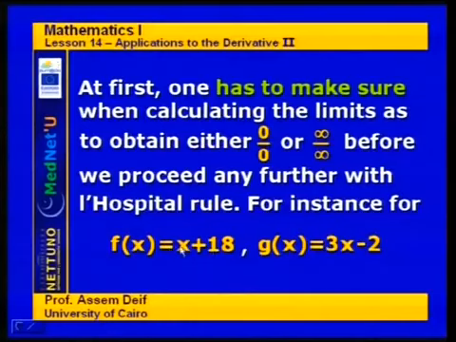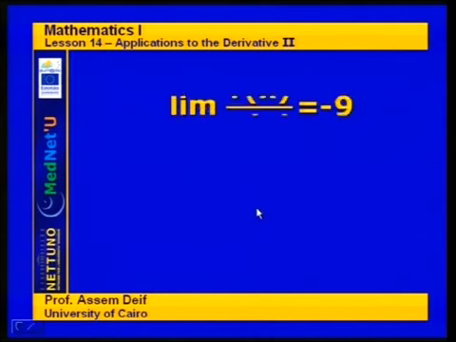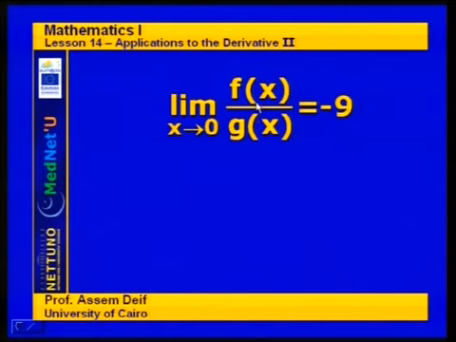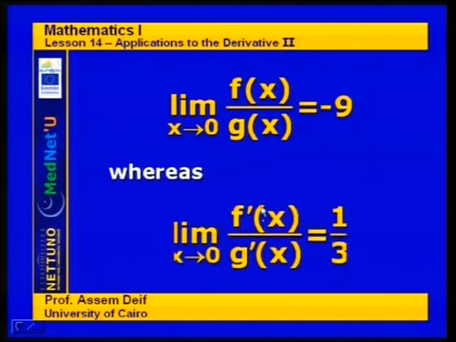For example, this is an example which shows the student that you have to verify both conditions. Suppose f of x is x plus 18 and g of x is 3 minus 2. And you wish to take the limit when x tends to 0. All you have to do is replace x by 0 and you get the limit is equal to 9. Here the limit equal to 9 is the right limit. But if you take the derivative of the numerator over the denominator, you get a third. This is wrong. Why is this wrong?